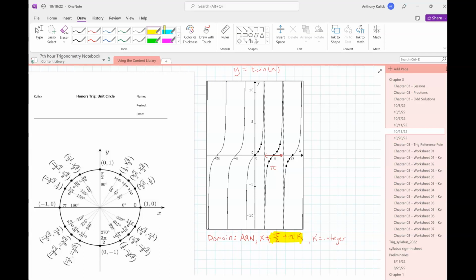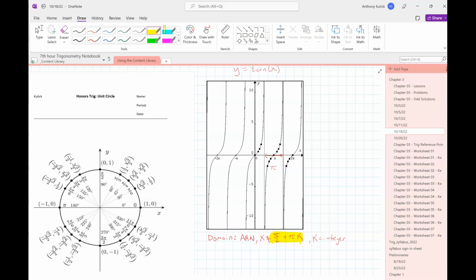It's really the same thing as saying, okay, at pi over 2, and then every angle measure that's going to be coterminal to pi over 2. But wait a second, Mr. Kulik, I thought for coterminals you're adding 2 pi, not 1 pi, right? Everybody agree with that?